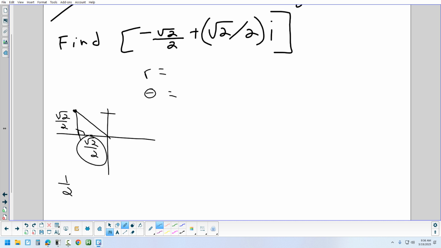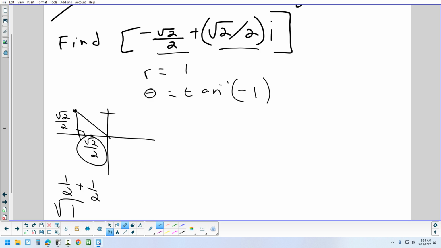What if you square that? 1/2. A half. Add them up and take the square root. Square root of 1. So what's your radius? Square root of 1, which is 1. Radius is 1. And now to find your angle, you'd be doing inverse tangent of y over x. If you divide y by x, what would you get? Negative 1.